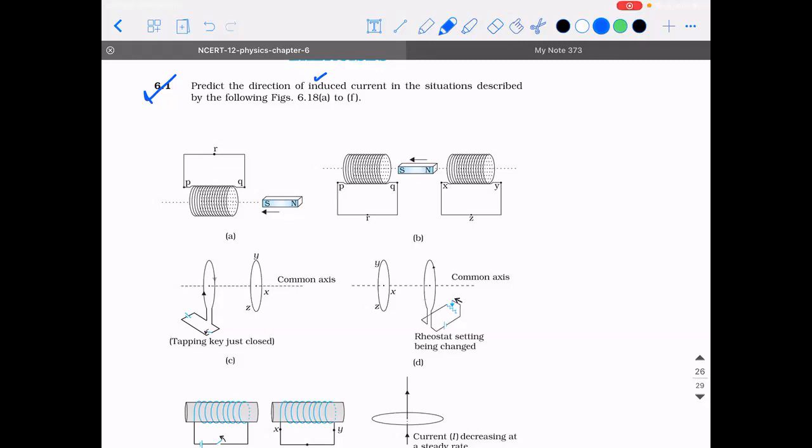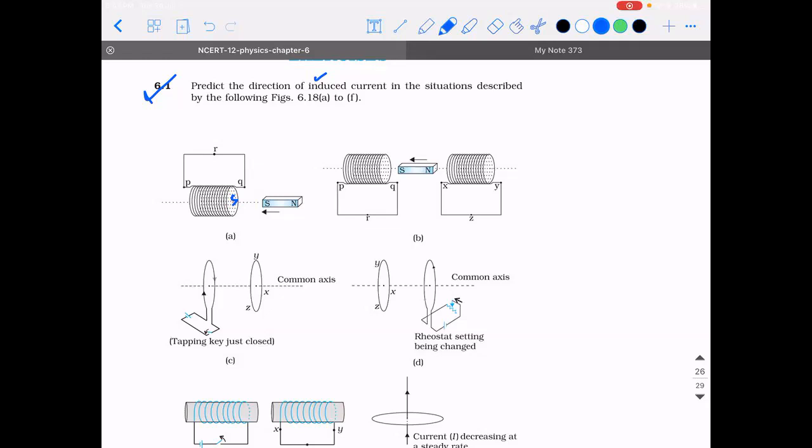So what is the answer for the first one? Sir, since the south pole of the magnet is entering the solenoid, the solenoid will also gain south pole. Very good. So it will get south pole. South pole means the current will flow in the clockwise direction. Correct. So current will flow in clockwise direction.